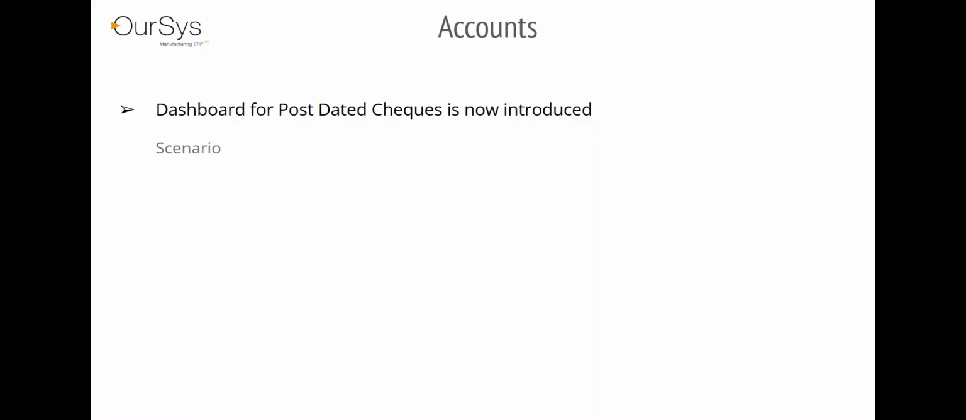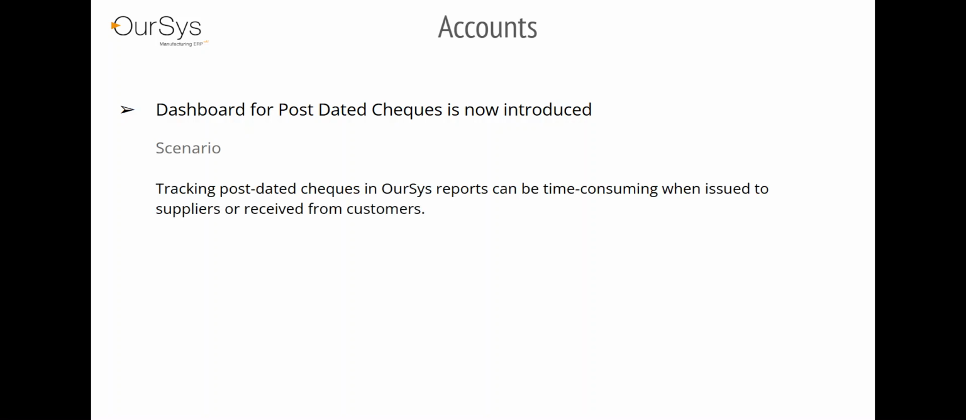Dashboard for post-dated cheque is now introduced. Sometimes businesses issue post-dated cheques to suppliers or receive them from customers. These cheques are dated for a future date, meaning they cannot be cashed immediately. In OurSys, tracking these post-dated cheques in a report could take a lot of time because there was no direct way to filter them. Users had to manually search through vouchers to find the ones with the future date, making it harder to manage and keep track of the payments effectively.